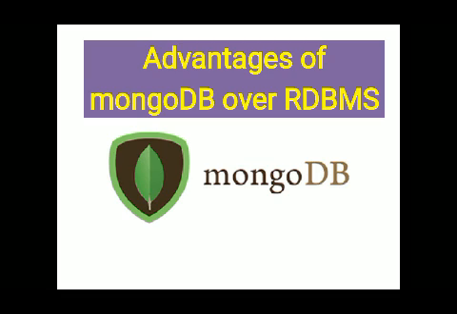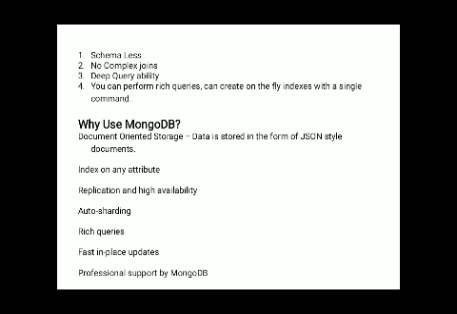Now let me see what are the advantages of MongoDB. The first advantage is schemaless. MongoDB is a document database in which one collection holds different documents. Number of fields, content, and size of the document can differ from one document to another.